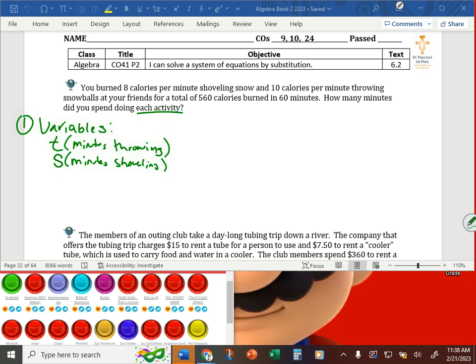We've identified variables. The second thing is we need to identify our totals, right? Because equations have to equal something. Okay, so looking at the situation, what are the 2 totals, 2 equations, 2 totals that our equations are going to have to equal?